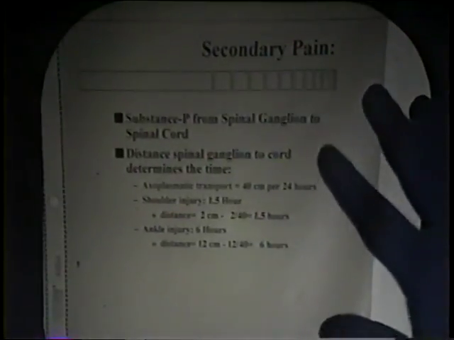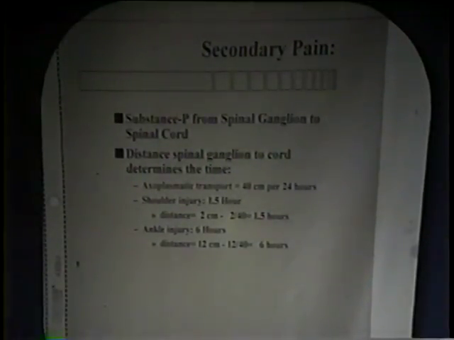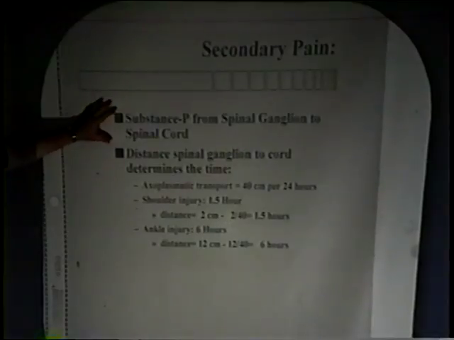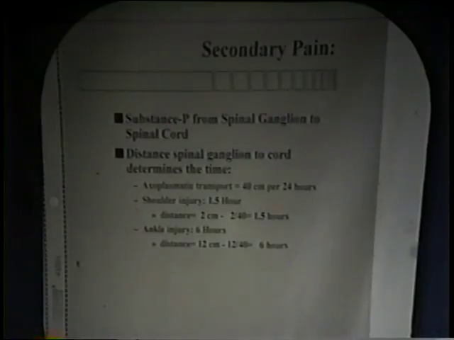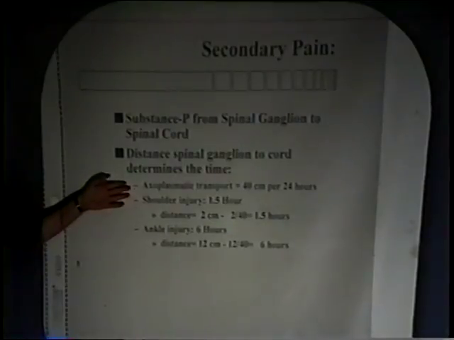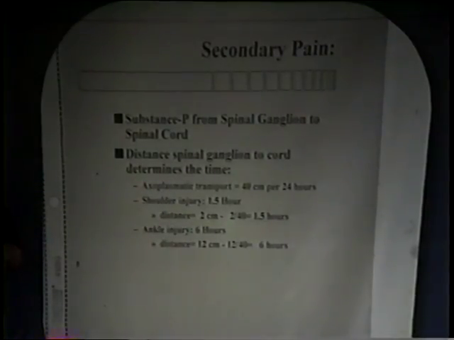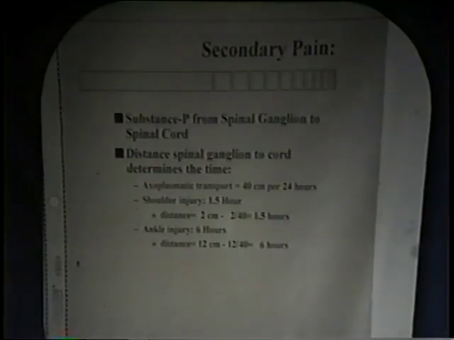If we wrap everything up together tomorrow, then this will definitely come back. The secondary pain. Then we are going to travel again. This is the substance P from the spinal ganglion to the spinal cord. So that's the retrograde transport. The distance of the spinal ganglion to the cord determines the time. Again, axoplasmic transport is 40 centimeters per 24 hours. Or, if Butler says, 20 centimeters. Whatever. I mean, this is just the concept right now.